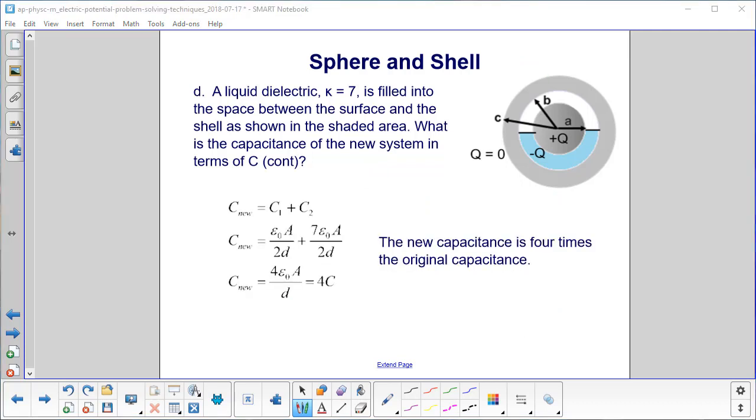Since these two virtual capacitors are in parallel, to find their equivalent capacitance, we just add them together. So we have epsilon 0 A over 2D plus 7 epsilon 0 A over 2D. We do some real simple algebra. We get 4 epsilon 0 A over D. And who is this? That's your original capacitance. So the new capacitance is 4 times the original capacitance.